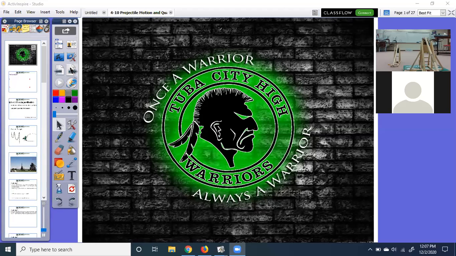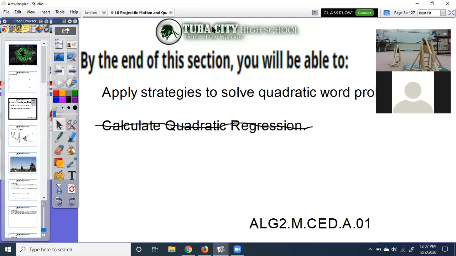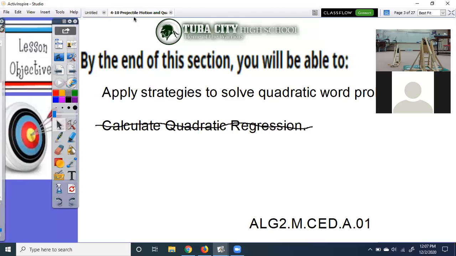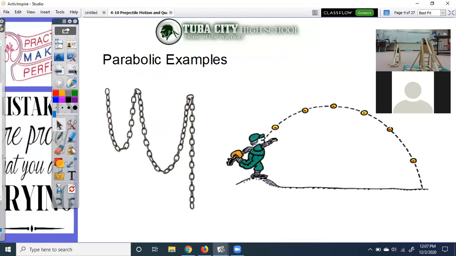So we're talking today, wrapping up chapter 4. Projectile motion is the name of the lesson, and we are going to apply strategies to solve quadratic word problems. Now, in this case, we're talking about something specific. I have shown you this slide before on where you can see parabolas in real life.